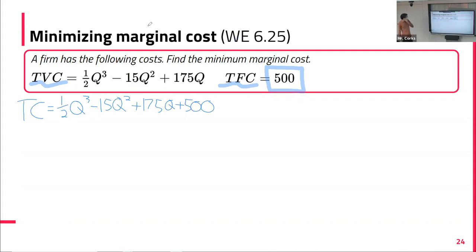Okay, so total cost is this thing. We want minimum marginal cost. So for this function here, do we have a minimum cost? A minimum total cost. Okay, so all right, let's try that. Let's see if we can actually find a minimum here.